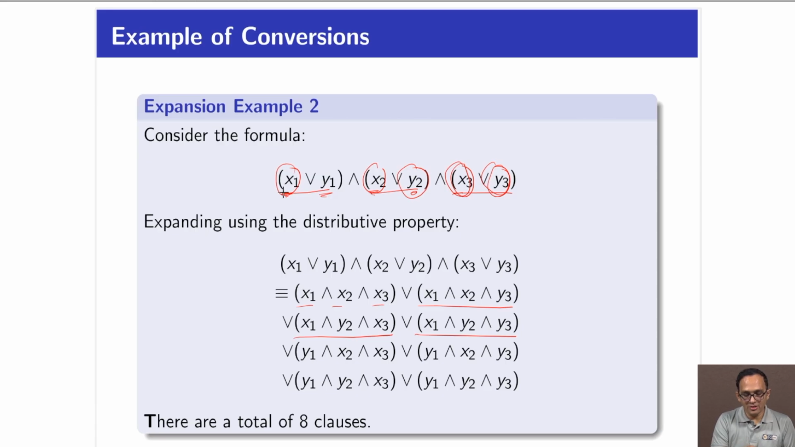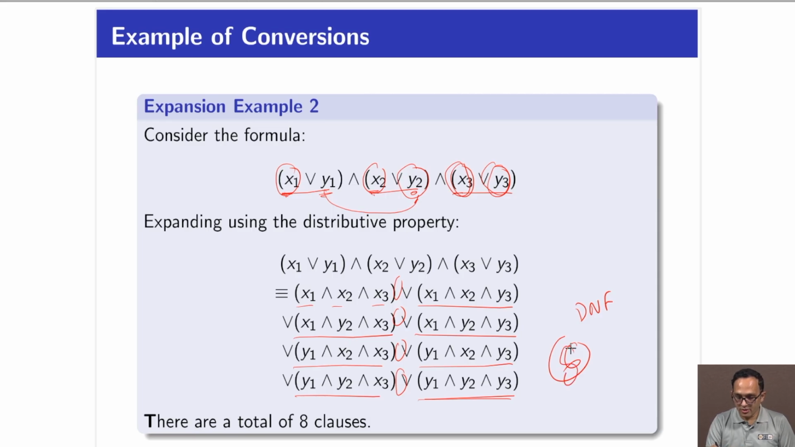So, then x1 is done, and the same thing I will now repeat for y1. So, y1, x2, x3, then y1, x2, y3. Then I will take y1 and y2: y1, y2, x3 and y1, y2, y3. So, this is in DNF because you have disjunction in between and the terms have conjunction. So, how many clauses did I get here? 1, 2, 3, 4, 5, 6, 7, sorry, 8.